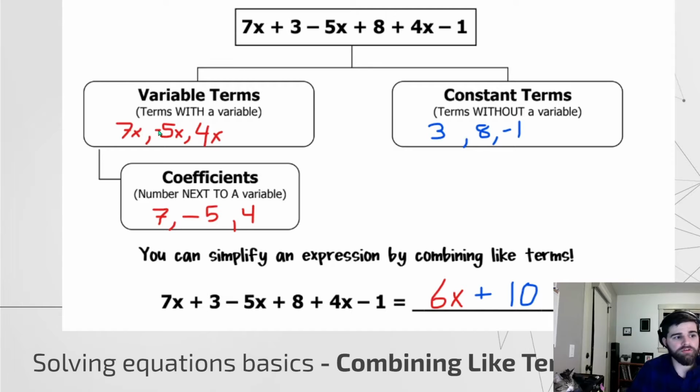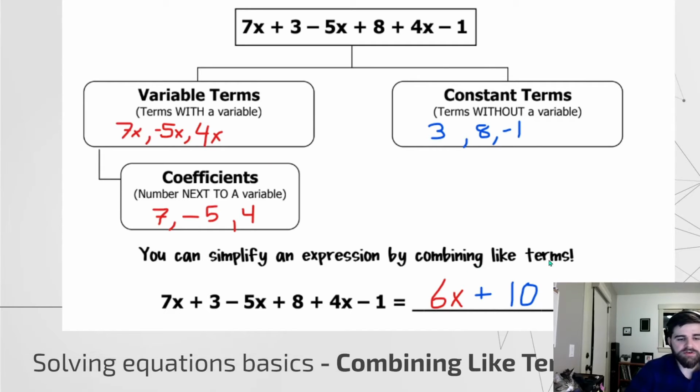So a variable is a term with one of these letters, right? Usually an X, but it could be any letter. It's a symbol that stands for some unknown value or some value that's changing. Then we have the constant terms. Constant just means a number. We also have coefficients. Coefficients are the numbers attached to the variable. So when I see 7x, our variable is x, and the coefficient is 7, so that means 7 times x.